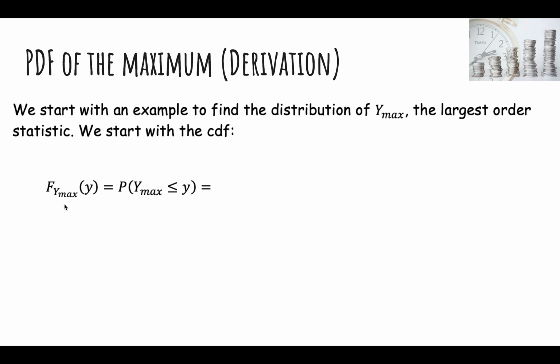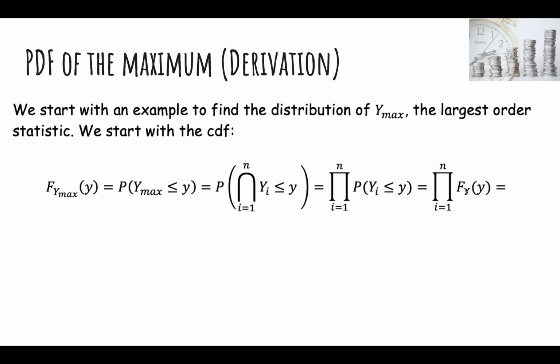So we'll start with the CDF, which is the probability that the max is less than y. And the max is less than y if and only if every single yi is less than or equal to y. And since the random variables are independent, we can actually write this as the product of the probability that each yi is less than or equal to y. And because they're identically distributed, they have the same CDF, which is capital F sub y of y, and then we just have the same thing n times, so we just have it to the nth power.